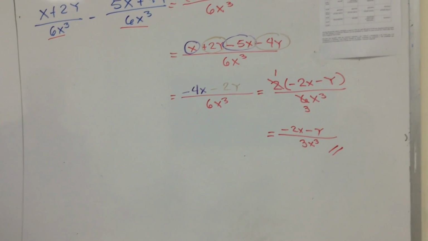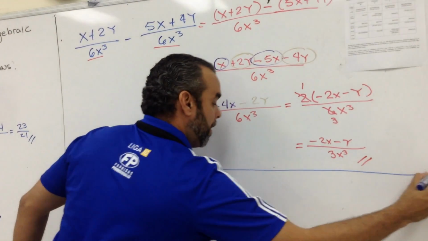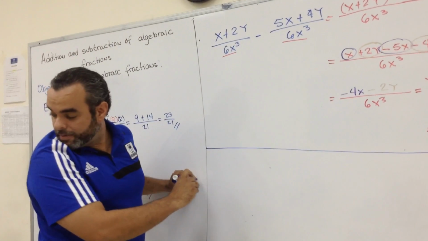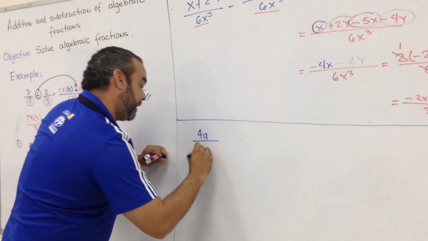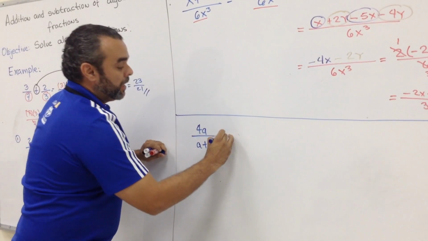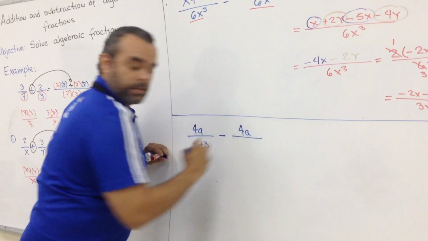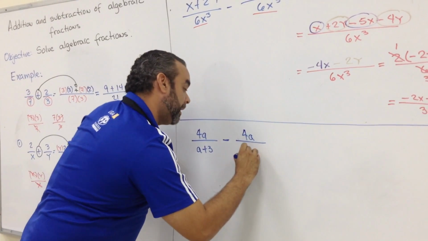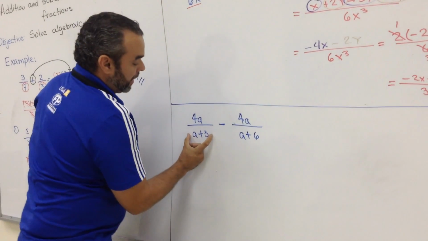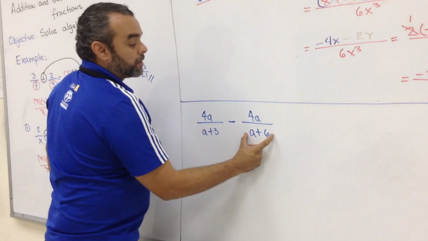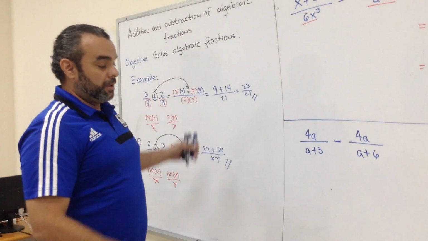Now, if I'm going to work another example, where I'm going to have 4a as the numerator and a plus 3 as the denominator, and I'm going to subtract that from 4a divided by a plus 6. If we see here, we have different denominators. We have a plus 3, that is one number, and a plus 6, that is another number. So we're going to apply the same way that we work here.